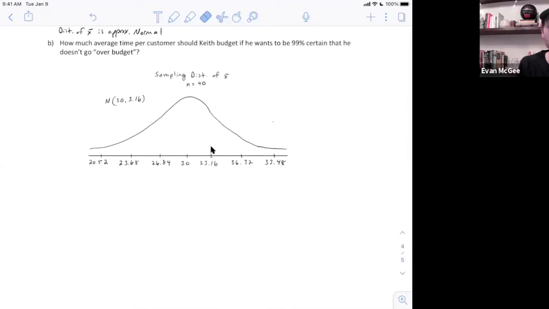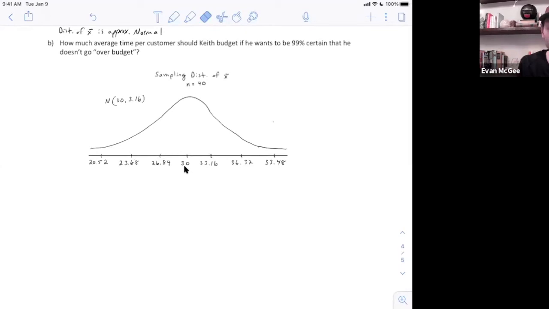So this question is asking, what X bar does he need to have to be 99% sure that he won't go over budget? We won't go over what he's budgeted for the time. So what he wants to know is, what is the X bar that is greater than 99% of all X bars.